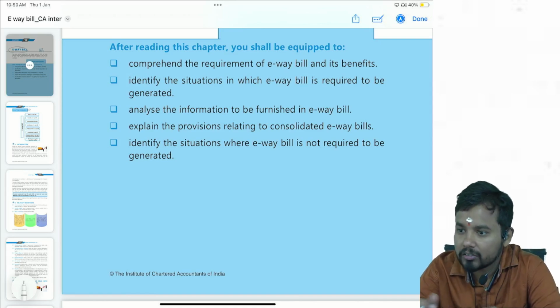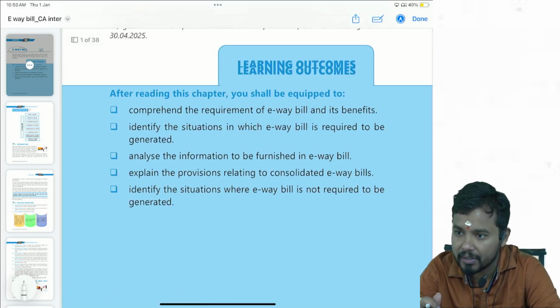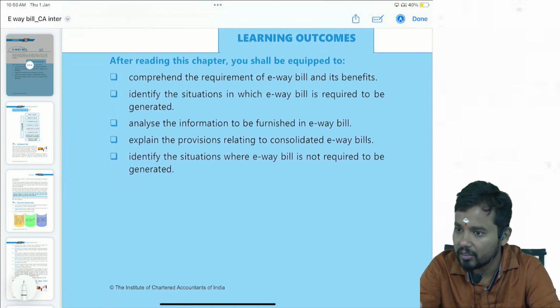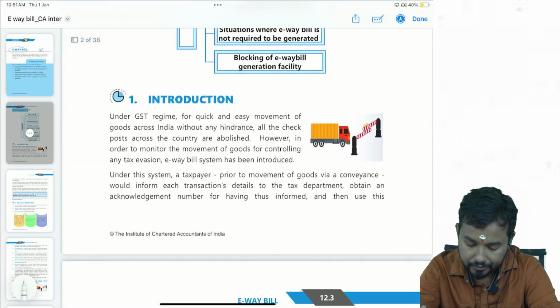Earlier in VAT also there is a concept called way bill. Now in GST we are calling it E-way bill, electronic way bill. So this will be an electronically generated document. That is the reason why it is called E-way bill.